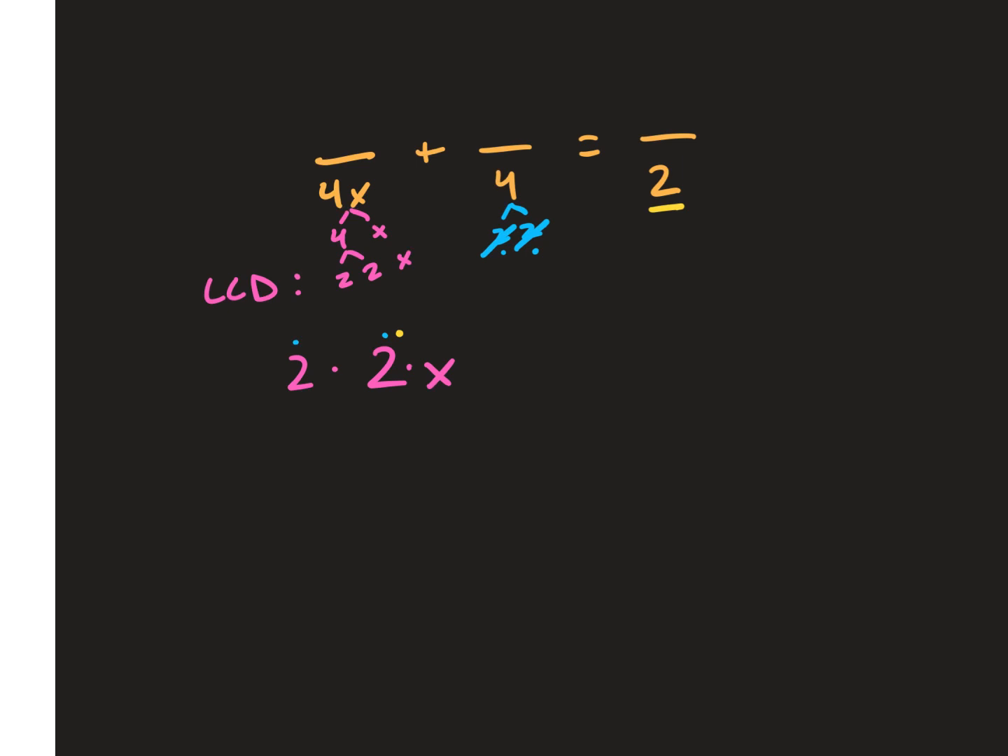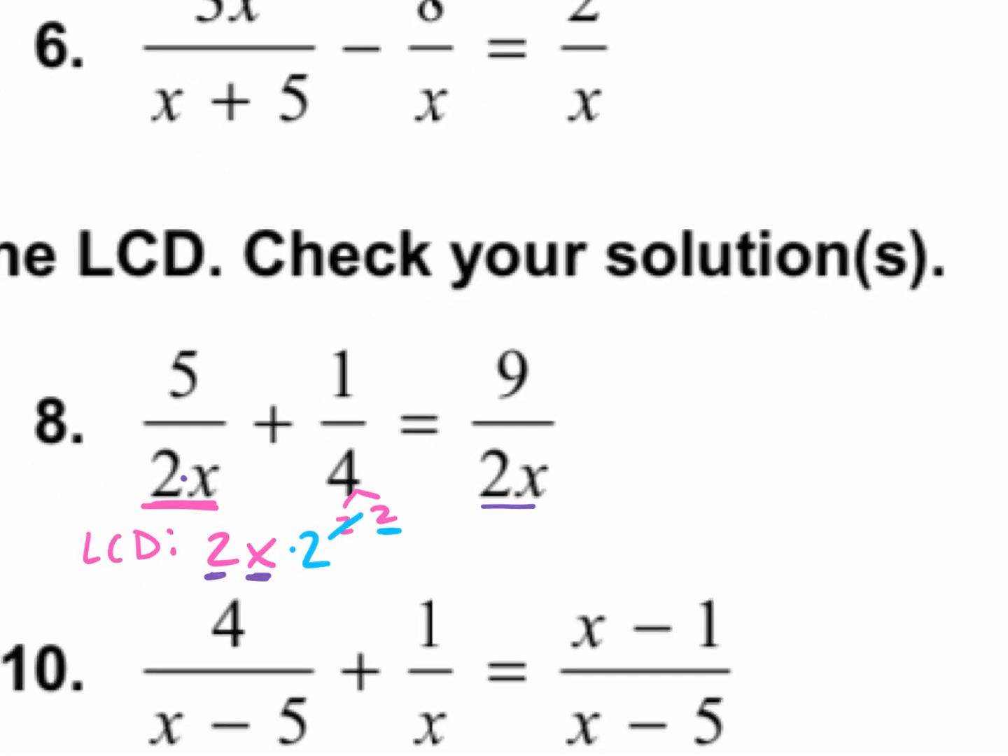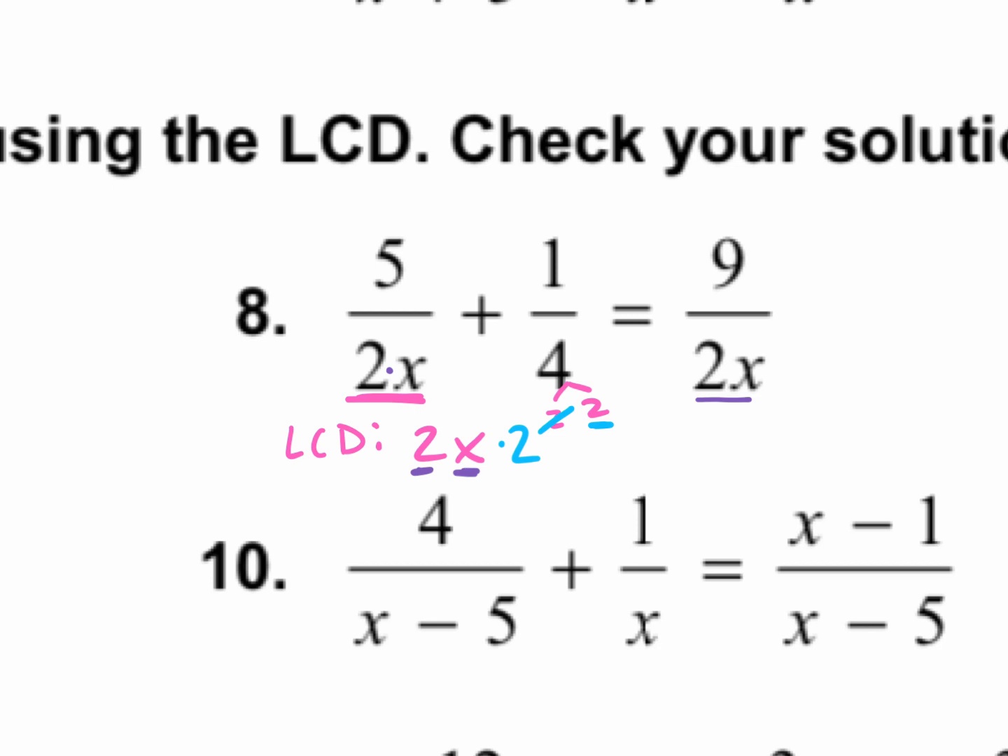So here, my least common denominator would be 4x. You can always double check to make sure your least common denominator is enough, by making sure all 3 of your denominators are going to be able to divide into that denominator. So let's go back to number 8. So our least common denominator would be 2x times 2, which is 4x.